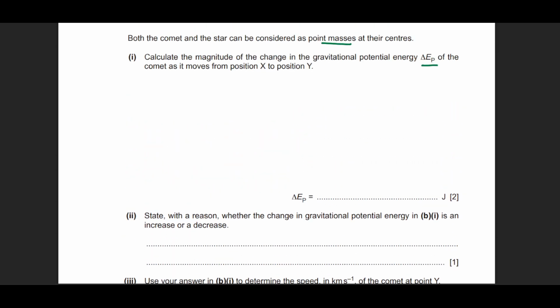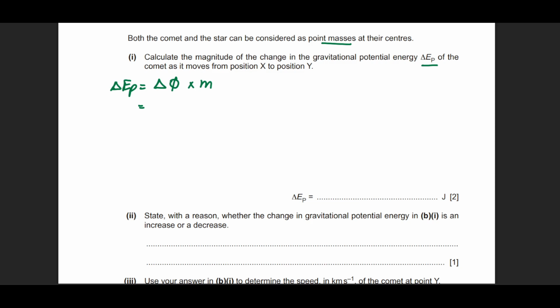So there are two ways to do this. Since you're trying to find the change in gravitational potential energy, you could have found the change in potential and then multiply it with mass, right? The mass that you're moving in its vicinity. Or you can just directly do it with the equation, okay?